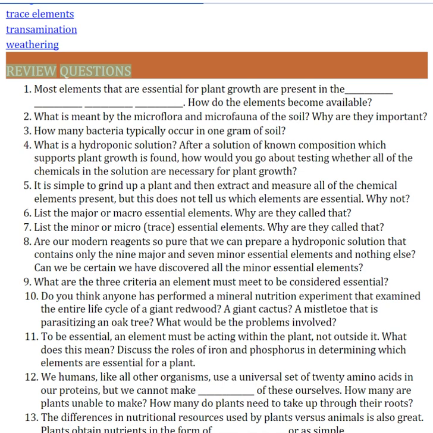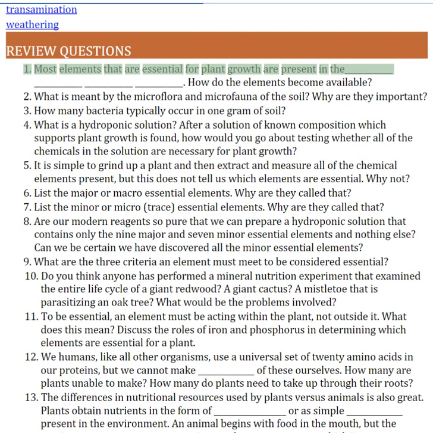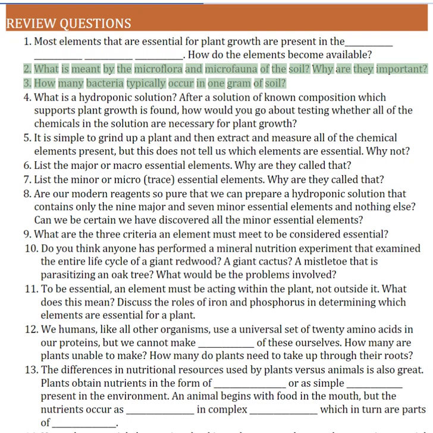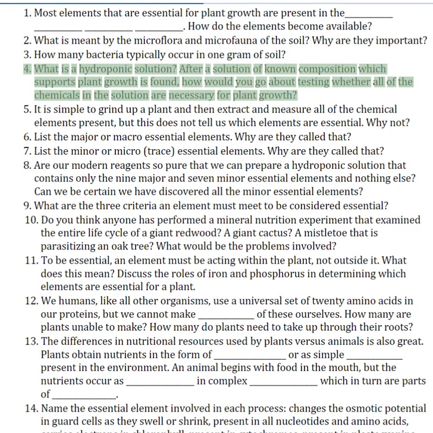Review questions. 1. Most elements that are essential for plant growth are present in the soil. How do the elements become available? 2. What is meant by the microflora and microfauna of the soil? Why are they important? 3. How many bacteria typically occur in 1 gram of soil? 4. What is the hydroponic solution? After a solution of known composition which supports plant growth is found, how would you go about testing whether all of the chemicals in the solution are necessary for plant growth?